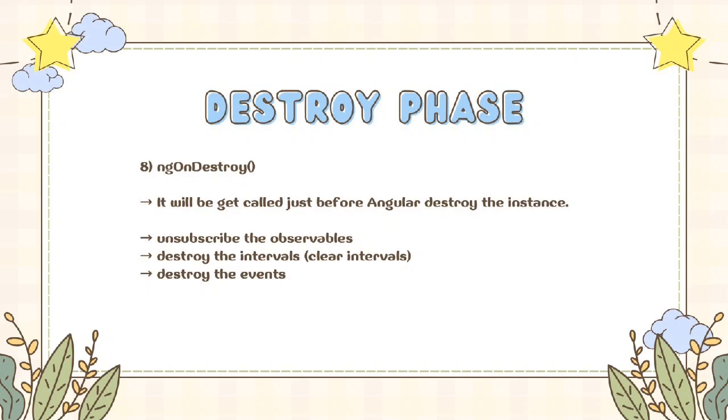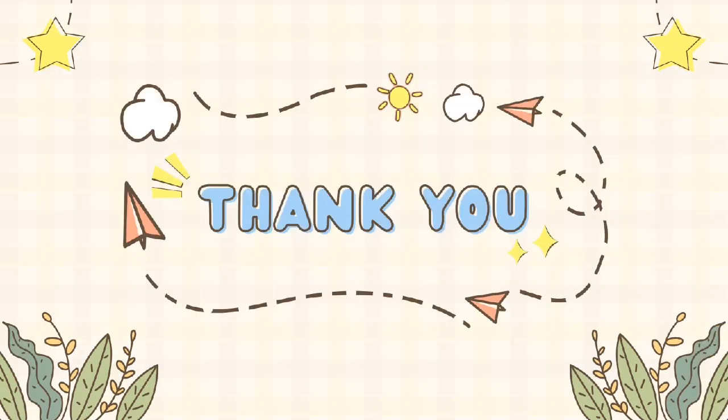The next lifecycle hook is in the destroy phase. In that we have ngOnDestroy, and it will be called just before Angular destroys the instance. We can use it whenever I want to unsubscribe from API call observables, and if I want to destroy intervals or events, we can go ahead with ngOnDestroy.